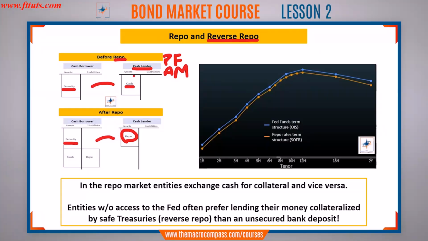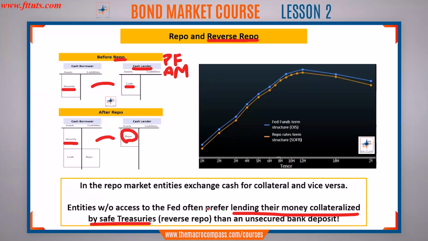that so far had an unsecured deposit at a bank now all of a sudden has a secured, collateralized transaction, collateralized with a safe collateral. This is most likely a T-bill or a AAA rated government bond, and therefore they are now lending their money collateralized by safe treasuries rather than having an unsecured bank deposit.